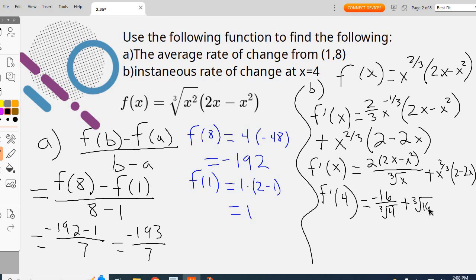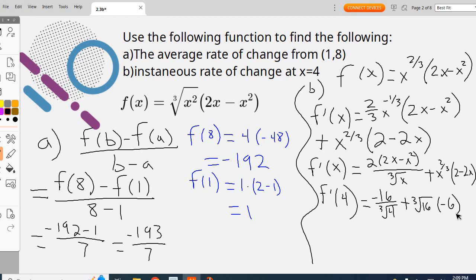So 2 minus 8 would give us negative 6. Yes? We're looking for that. So if this was a non-calculator question, that would be my answer, because we don't know what the cube root of 4 or the cube root of 16 is. However, if it was a calculator active portion, we would plug that into our calculator.